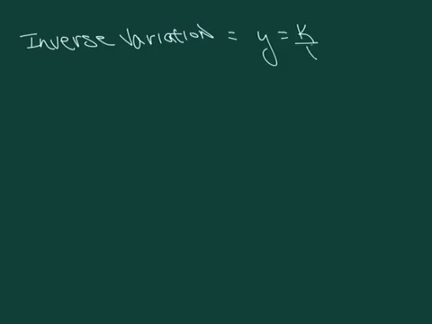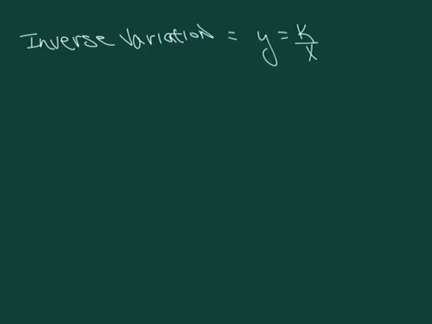Now we're going to do inverse variation. So inverse variation just has a different formula. Everything is done the exact same way, but we have a formula that is y equals k over x. Remember, direct variation was k times x. Inverse variation is k divided by x. So there's our formula for inverse variation.